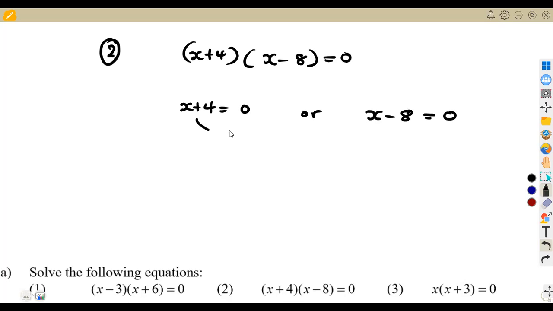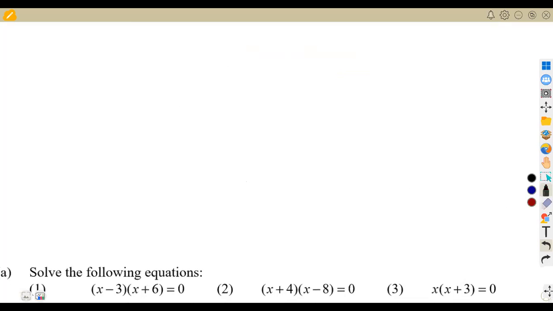If we transpose 4 to this side, it becomes a negative, so x is going to be negative 4. Or x is going to be, if we transpose negative 8 to this side, a positive 8. That's 0 plus 8, which gives us a positive 8. So that is how we can have the values of x. It is the same situation that we have on number 3, as long as they have factorized this for us.